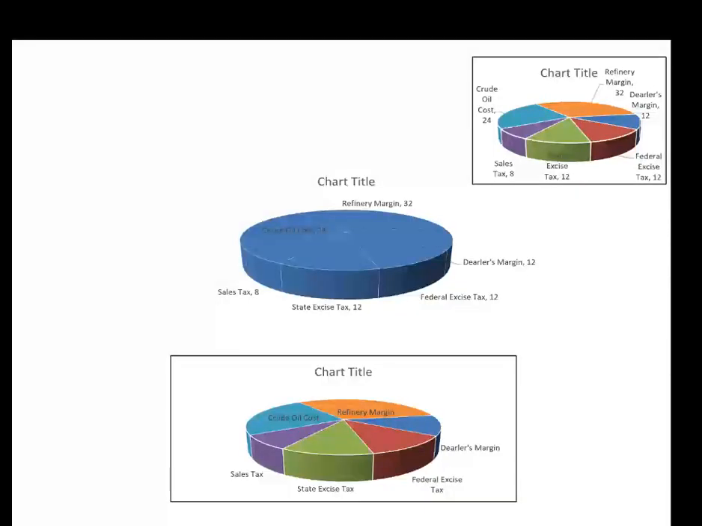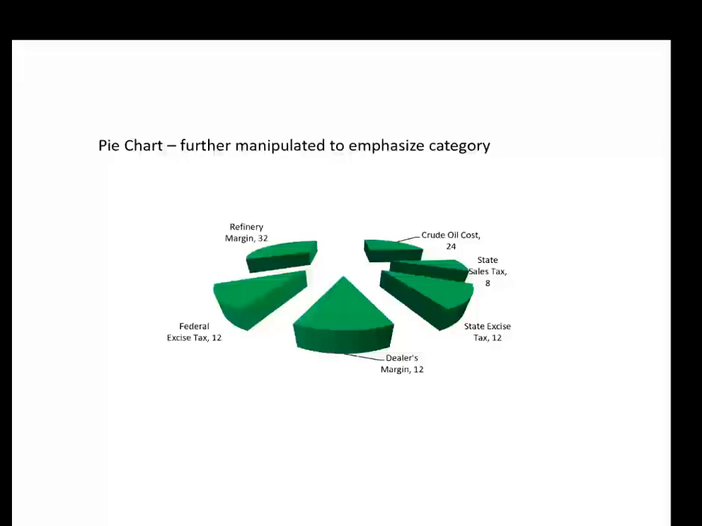Or we can change the colors and stretch out the x-axis. The original rotated chart is in the top right for comparison. Another way is to remove the percentages from the chart, leaving only the labels. Now the small categories loom large, with no values to confuse the issue. Another way is to rotate and explode the chart. The dealer's margin now looks like the single largest portion of the cost of gasoline.